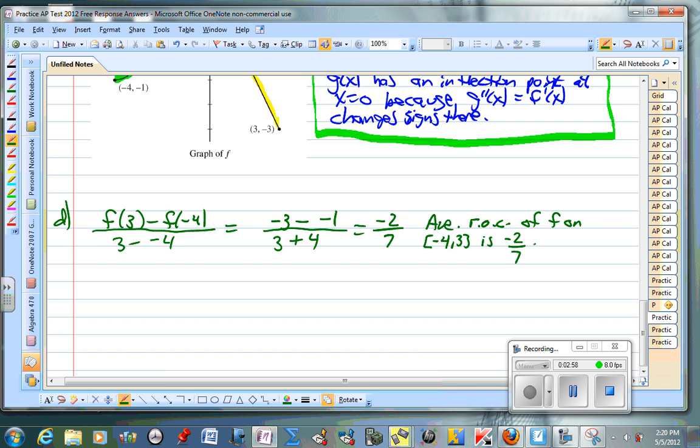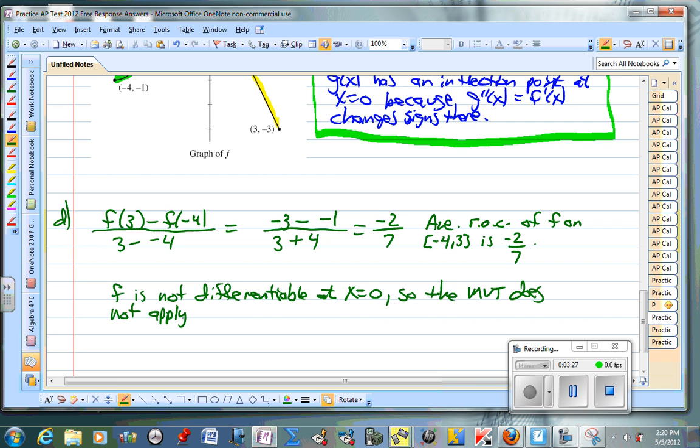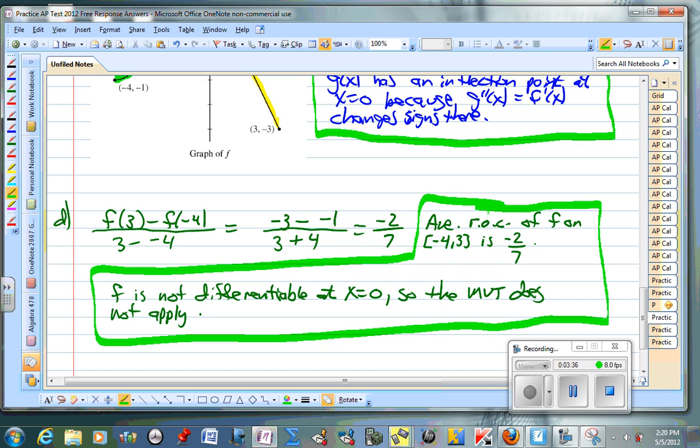Now the reason there's no place in the interval between negative 4 and positive 3 where the slope of our graph of f is equal to negative 2/7 is because f is not differentiable everywhere in this interval. F is not differentiable at x equals 0 because there's a cusp at x equals 0. So the mean value theorem does not apply on any interval containing 0. That's what we get for part D. Thank you for watching the video.